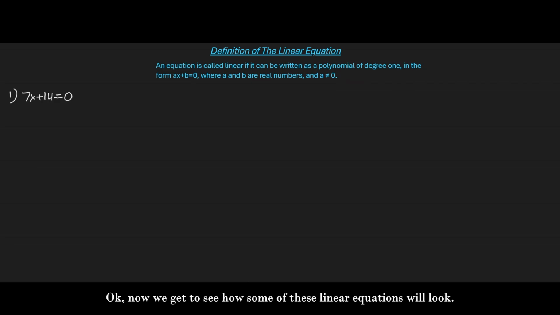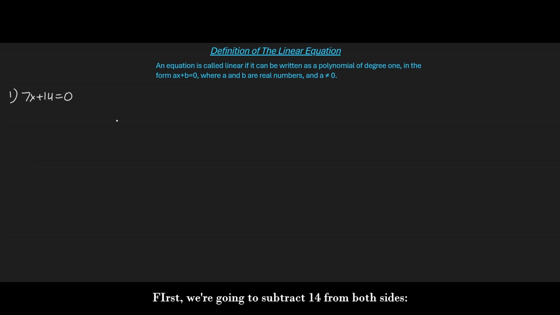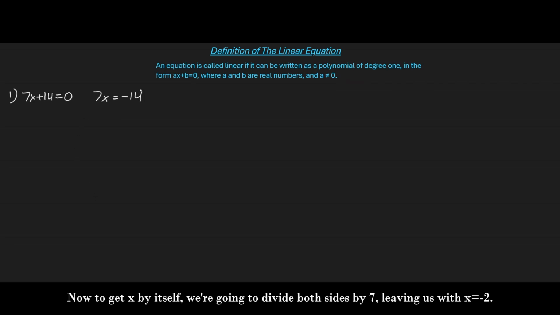Okay, now we get to see how some of these linear equations will look. We've already learned what exactly x is, but let's use the same procedure again so that we can see solving in action. First, we're going to subtract 14 from both sides. 7x equals negative 14. Now to get x by itself, we're going to divide both sides by 7, leaving us with x equals negative 2.